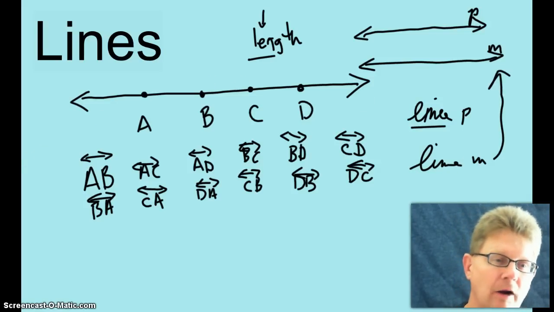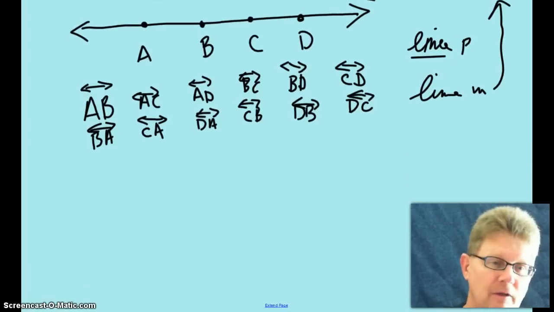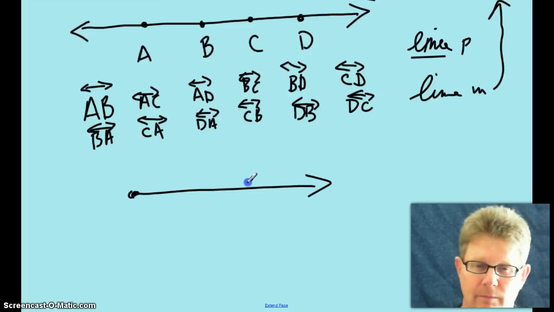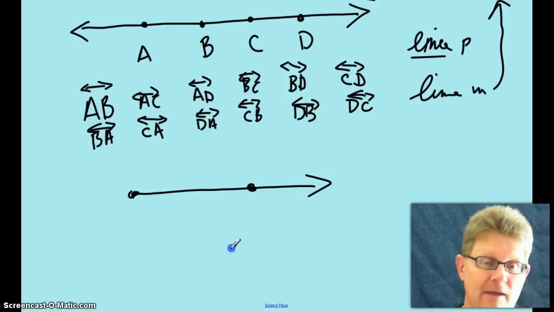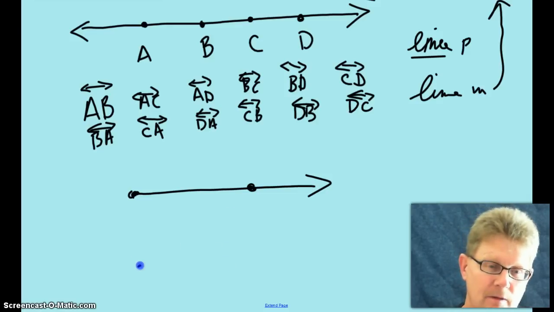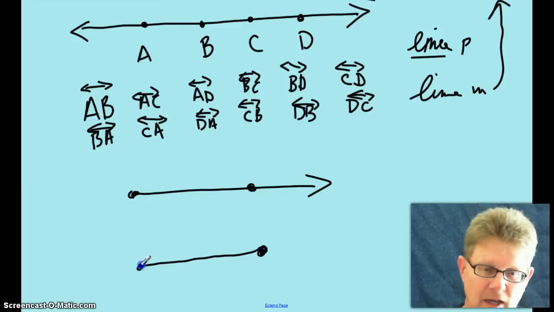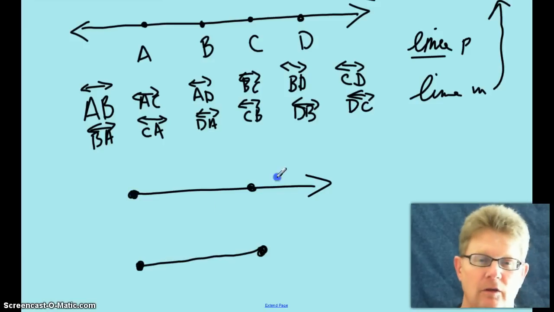Now there are parts of lines. One part of a line that has a beginning point but no end point is called a ray. Another part of a line is a segment. It has a beginning point and an end point, or it has two endpoints. So this is a ray, this is a line.